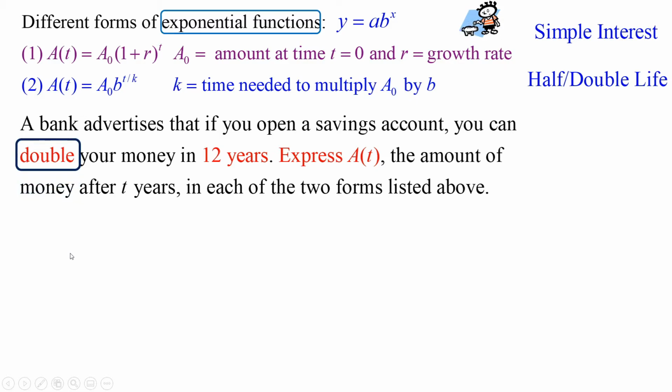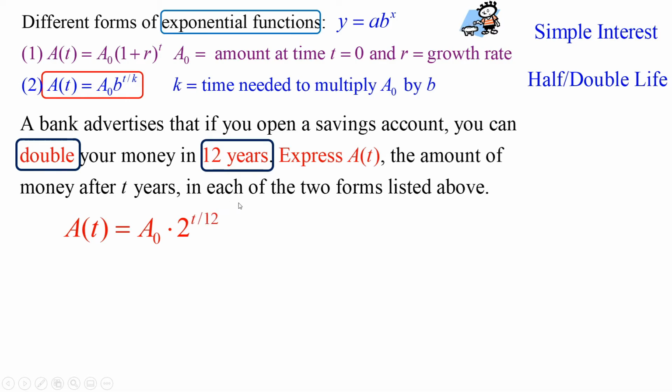So that's going to be A of t equals A sub 0, and I want to double my money, so that's going to be my growth factor, b, or my base. Double it, and then what's my k? Well, I'm going to double my money in 12 years. So that's going to be 2 to the t over 12 power. All right, and there is my double-life formula right there.